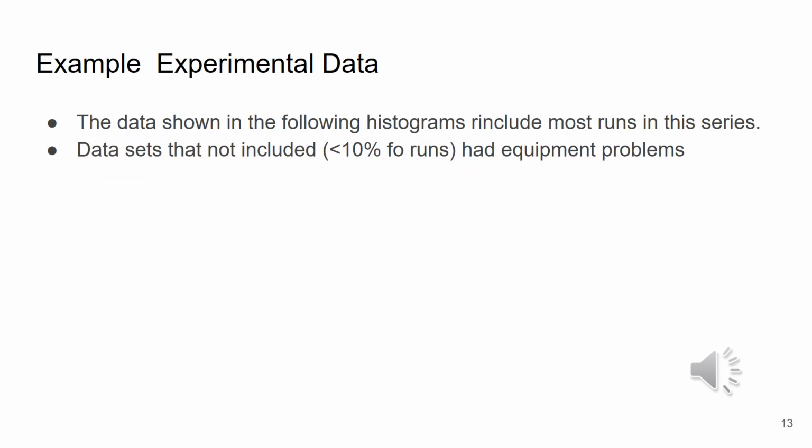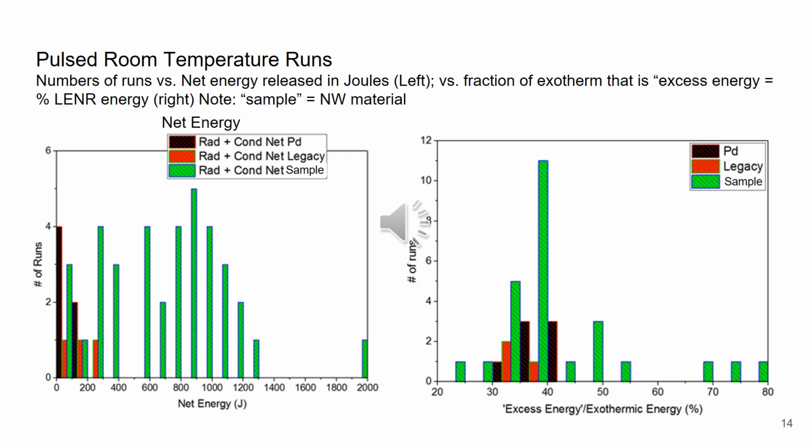and subtracting that from the energy during the absorption period. The data shown in the following histograms includes most of the runs during this series. About 10% are not shown because of equipment problems.